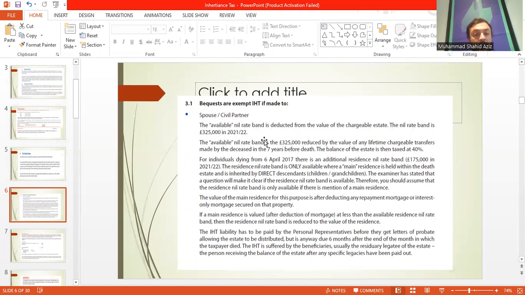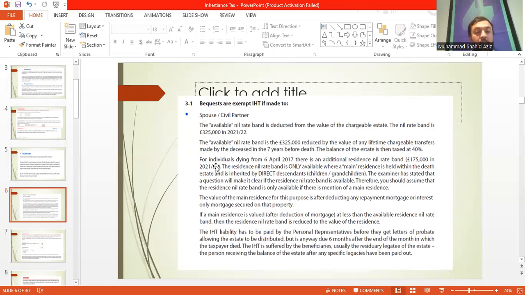The nil rate band, as I told you before, for 2021-22 is 325,000. The available nil rate band is 325,000 pounds, reduced by the value of any lifetime chargeable transfers made by the deceased in the 7 years before that. The balance of the estate is then taxed at 40%. So this 325,000 pounds, if the person during life gave any gift, the nil rate band can be reduced by that. We will see the examples.